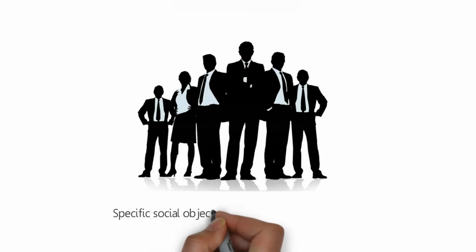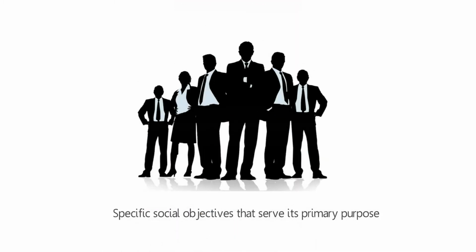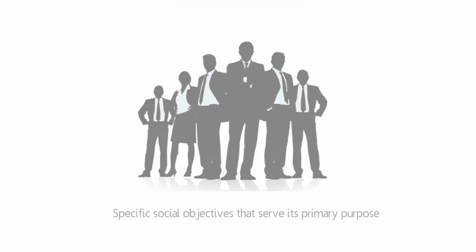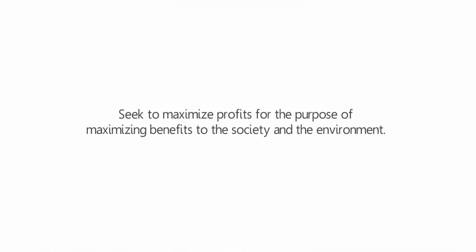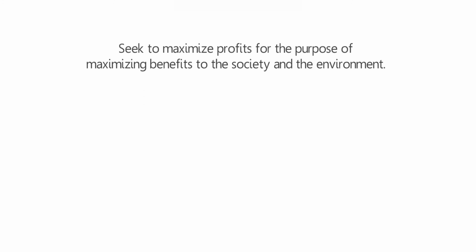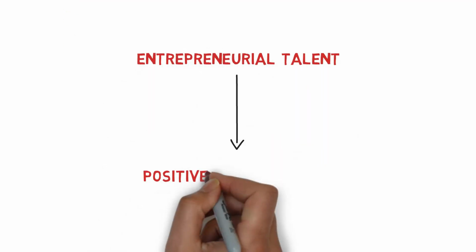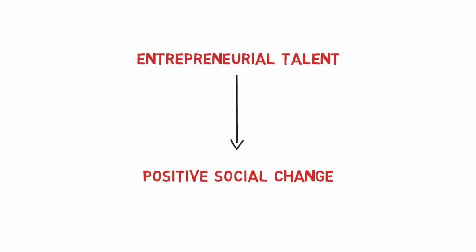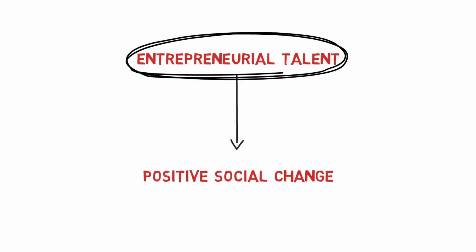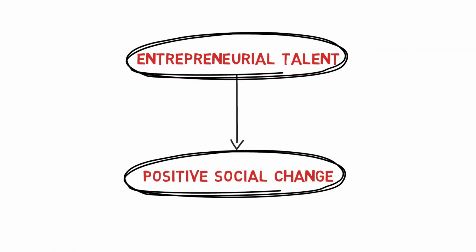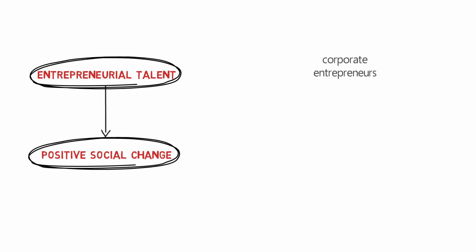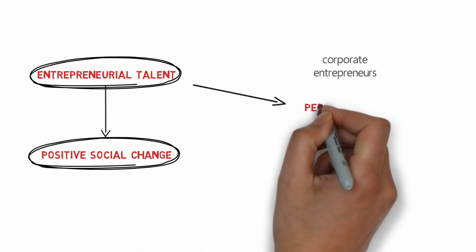Conclusion. A social enterprise is a business that has specific social objectives that serve its primary purpose. Social enterprises seek to maximize profits for the purpose of maximizing benefits to the society and the environment. Hence, their profits are principally used to fund social programs. Social entrepreneurs use their entrepreneurial talent to create a positive social change, unlike the corporate entrepreneurs who use their entrepreneurial skills to create personal wealth.